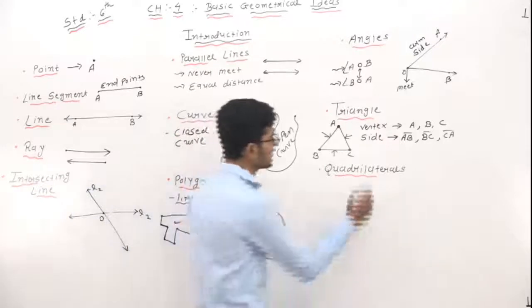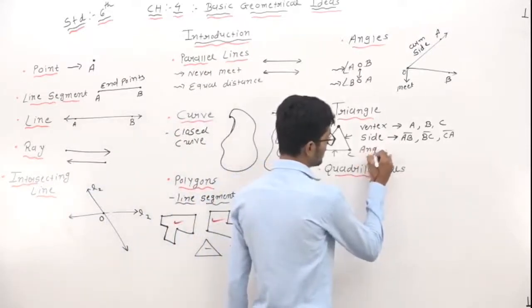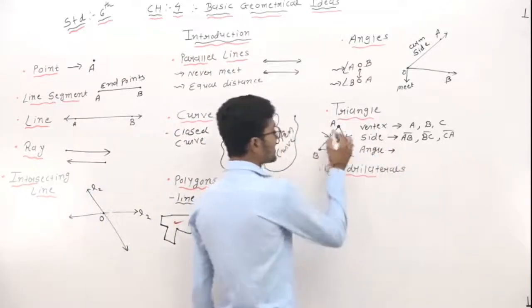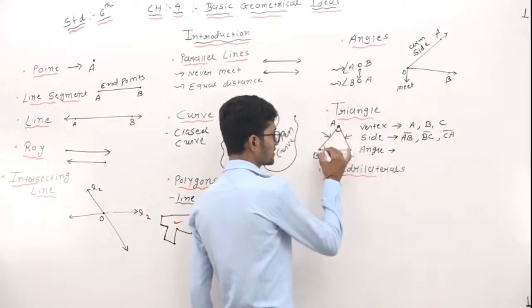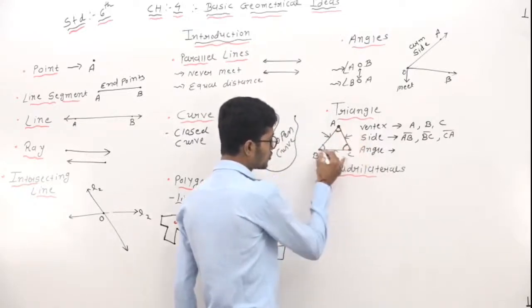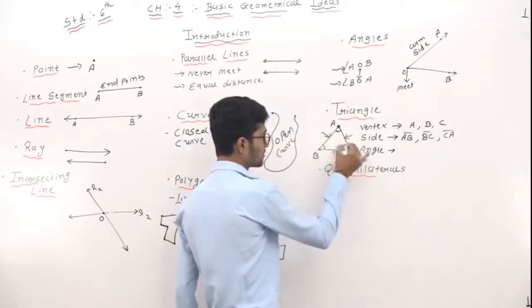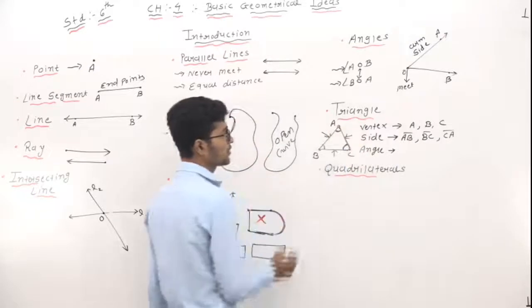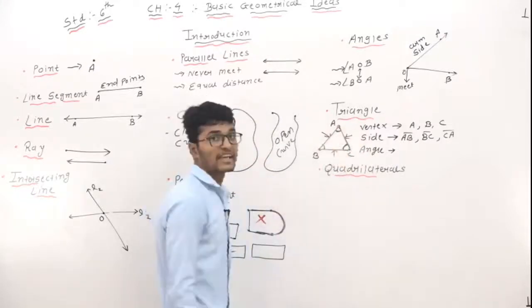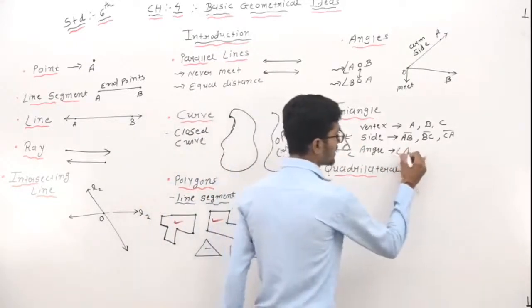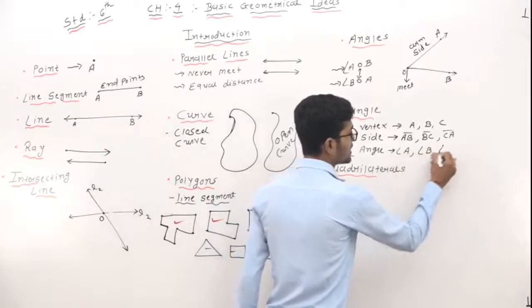Right? Then after that, the angles. How many angles? This one is my first angle, this one is my second angle, this one is my third angle. Why? Because these two rays intersect at one point, those two intersect at one point, and these two intersect at one point, so there are 3 angles. They are called angle A, angle B and angle C.